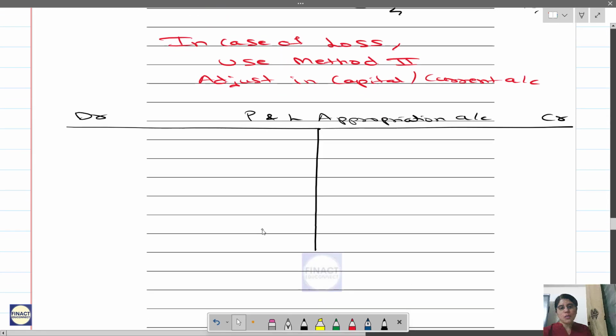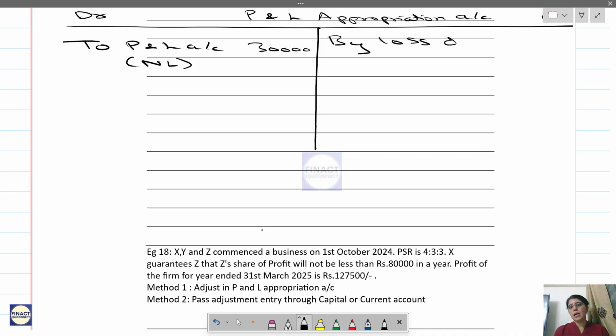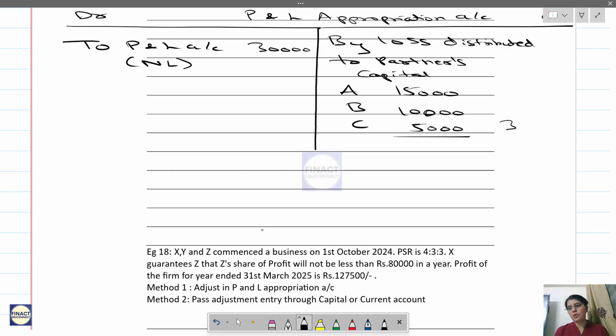So how will your profit and loss appropriation account look here? This is a loss, so it will come on the debit side. To P&L account, this is a net loss of 30,000, and let us distribute it. Loss distributed to partners' capital: A, B and C. It is 15,000, 10,000 and 5,000. So the total comes to 30,000.